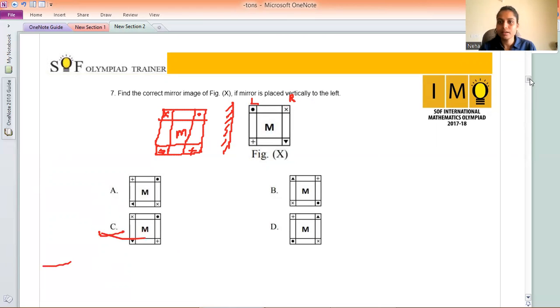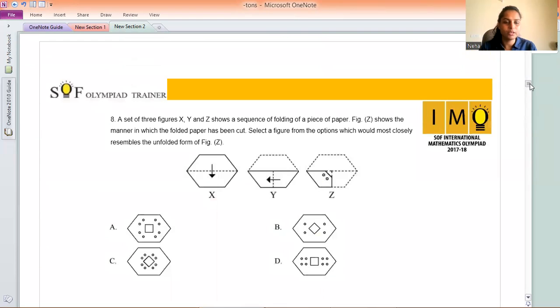Okay. Now question number 8. In question number 8, it is saying a set of 3 figures X, Y, and Z shows a sequence of folding a piece of paper. Figure Z shows the manner in which the folded paper has been cut. Select a figure from the options which would most closely resemble the unfolded form of the figure. So when we unfold this figure, I will get an image like this, 2 dots here, 2 circles here, and 2 circles here. So I think the best resemble is option number C. Option number C is your correct answer, students.